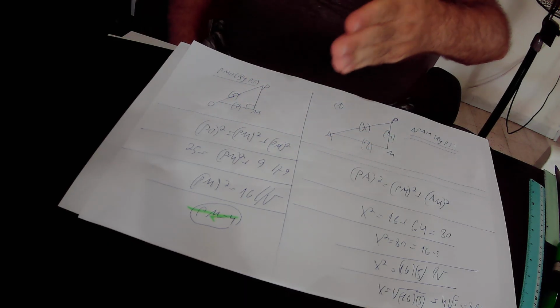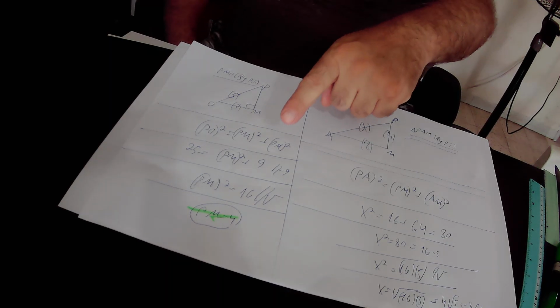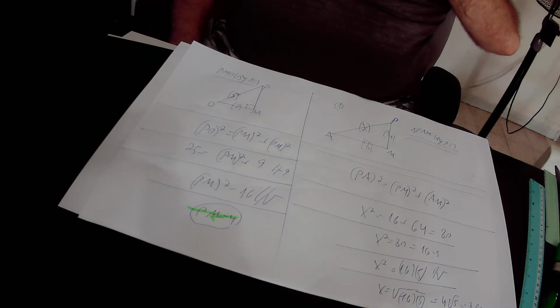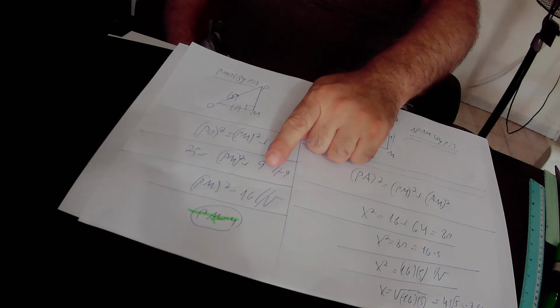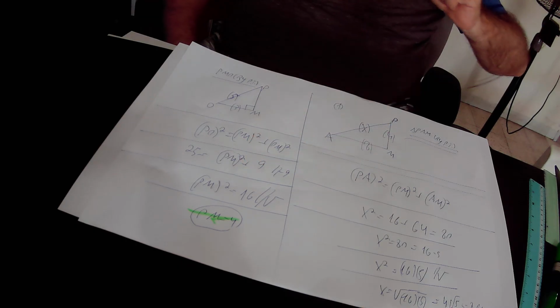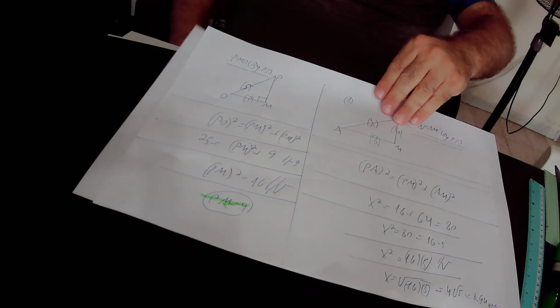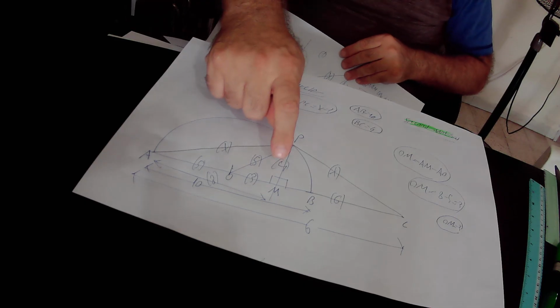Here we subtracted 9 from this equation and we found out that PM squared equals 25 minus 9, that is 16. So here we took a root out of this equation and finally found out that PM equals the square root of 16, that is 4. So the missing side PM equals 4.